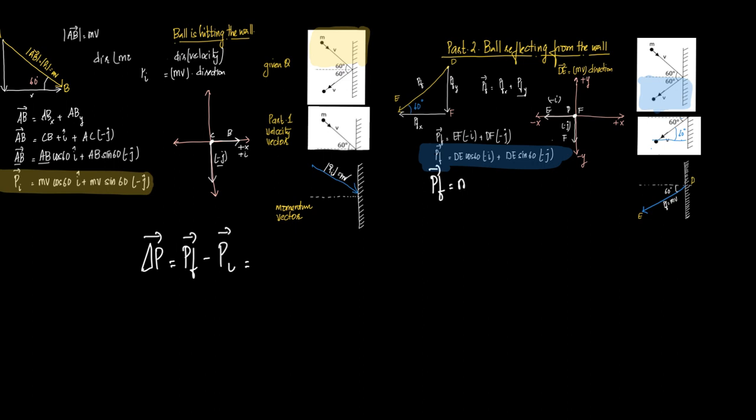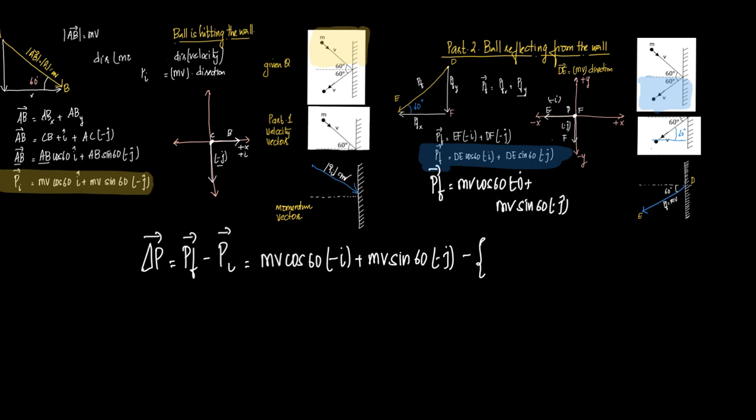So pf is actually, what is de? De is mv cos 60 along minus i cap plus mv sine 60 along minus j cap. I'll write it over here. So it is mv cos 60 along minus i cap plus mv sine 60 along minus j cap, minus the initial vector. The initial vector is mv cos 60 along the i cap direction plus mv sine 60 along the minus j cap direction.